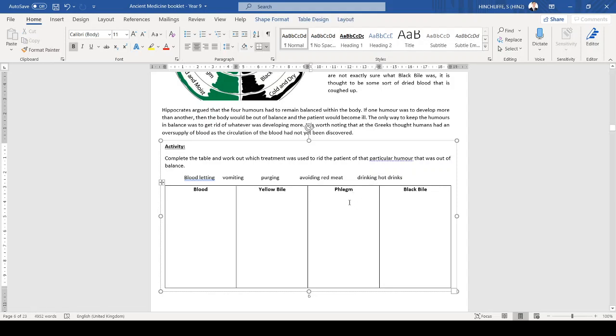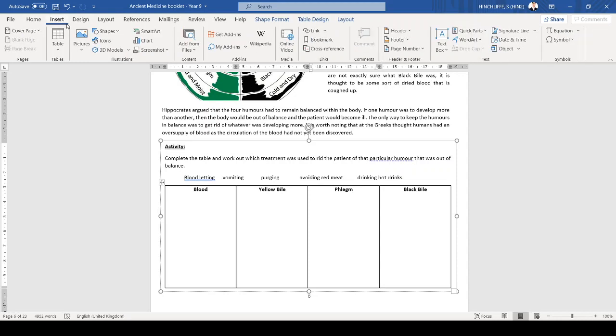It's phlegm. Even today, if you've got a cold, people often say to you, you should have something hot. You should have a Lemsip. You should have hot Ribena or whatever it is, or you should eat a curry. Something hot to sweat it out. Okay, so that first one, drinking hot drinks, goes with phlegm.